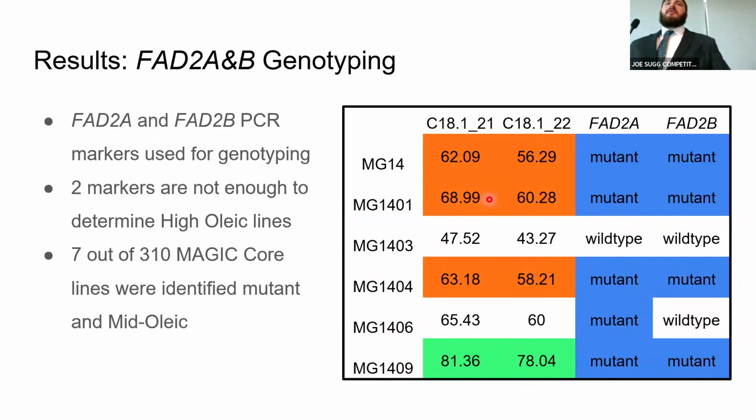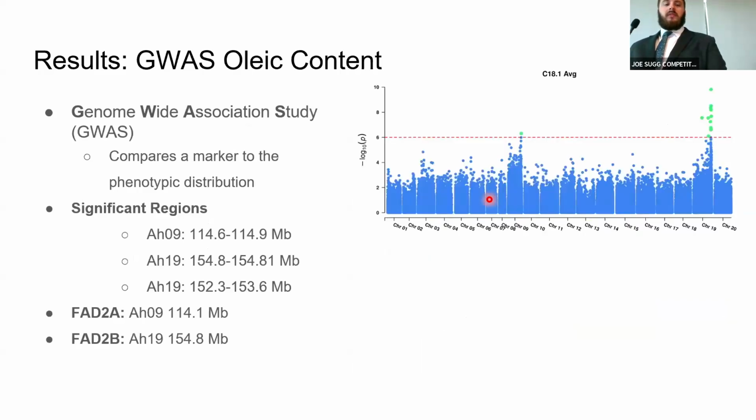Okay, and so that would suggest that 2 markers are not enough to determine high oleic within populations. And so within our MAGIC core population, we have 7 out of the 310 that were identified as mutant for FAT-A and FAT-B while still being middle oleic. So we want to understand what's going on. So we know that there are more than 2 genes segregating in this population, and we want to be able to track that.